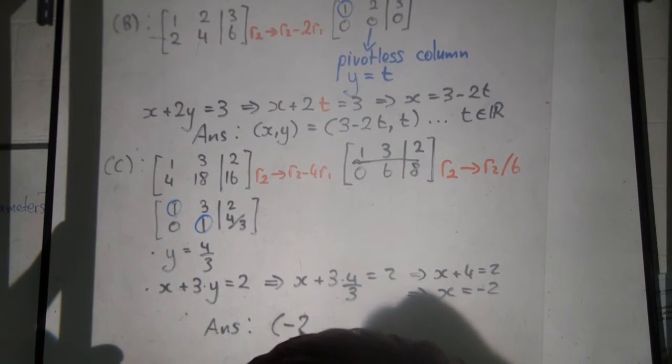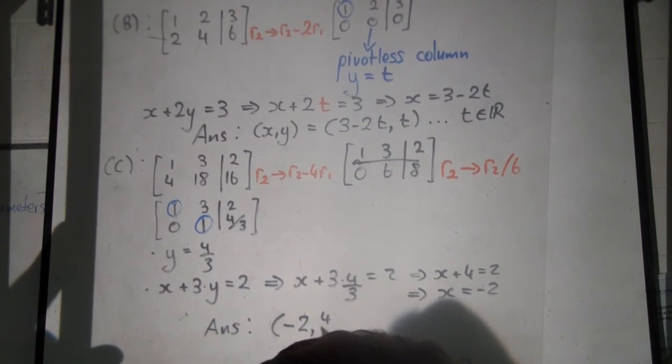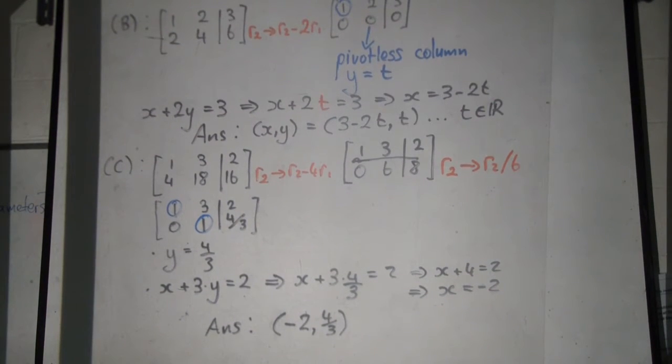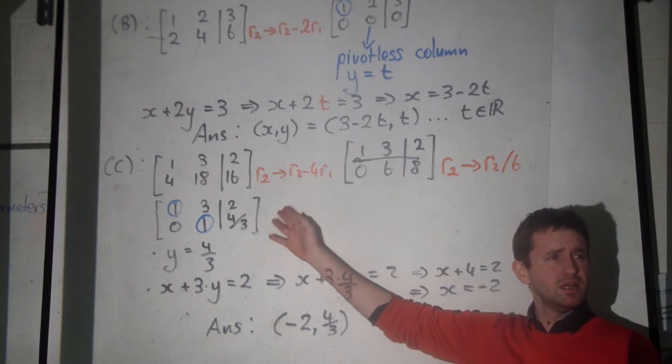X equal to minus 2. Y equal to 4/3. Could you not just calculate R1 minus 3 times R2 to make that a 0 as well? If you want, and this is called Gauss elimination.